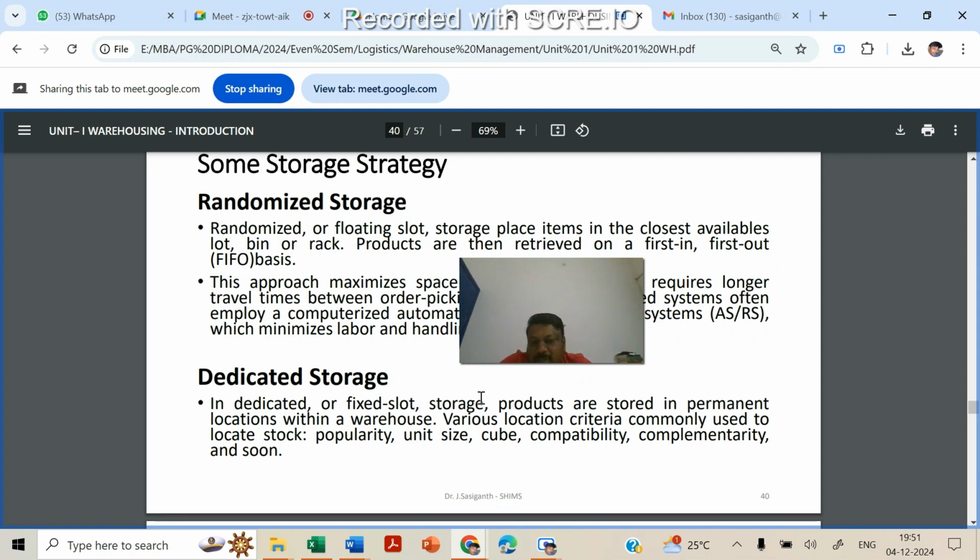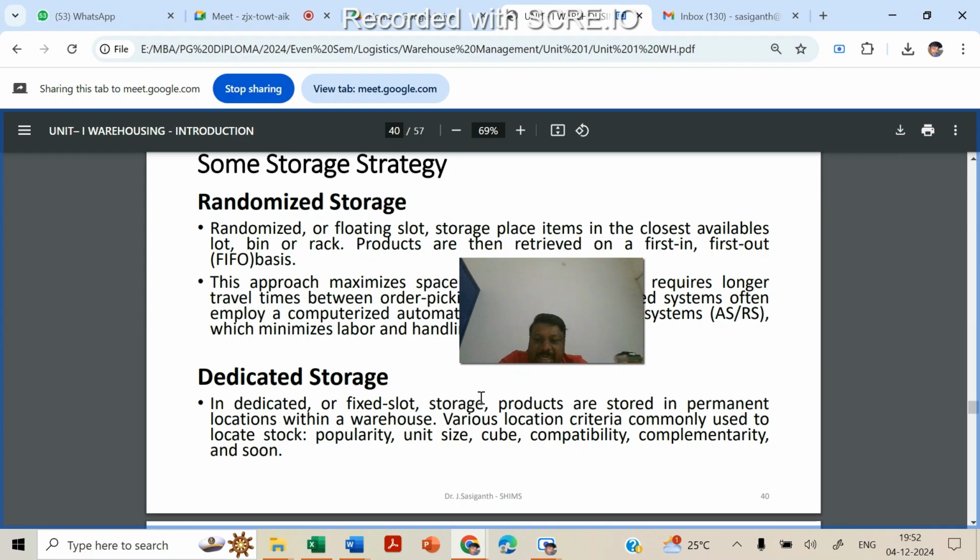Though it requires longer travel time between order picking locations, you may have four to five locations. Though there is some time taken, yes, definitely you need to make it. So a randomized system often minimizes labor and handling cost. Then dedicated storage. You go for dedicated.